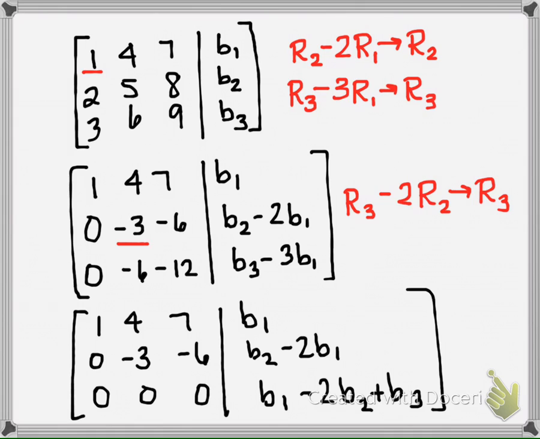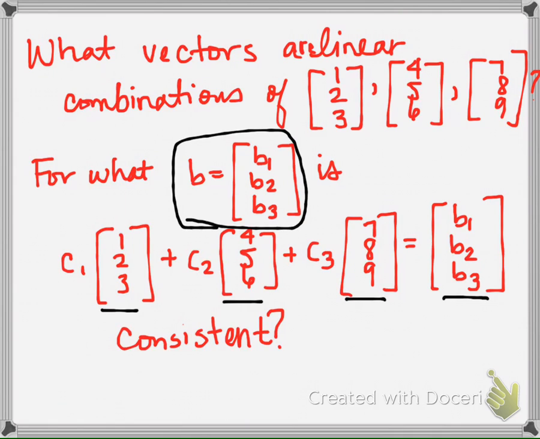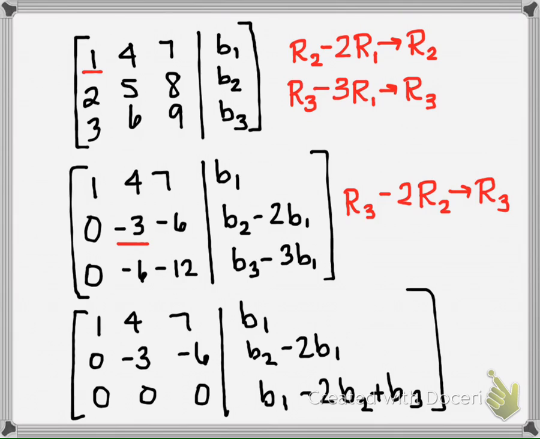And so in order for me not to have a leading one in the last column, remember that's what we wanted, we wanted this to be consistent, we need for this entry to be 0. If it wasn't 0, we'd have some statement that 0 equals something not 0. So we want this thing to be 0. That's our requirement on B. We need B1 minus 2B2 plus B3 to be 0.